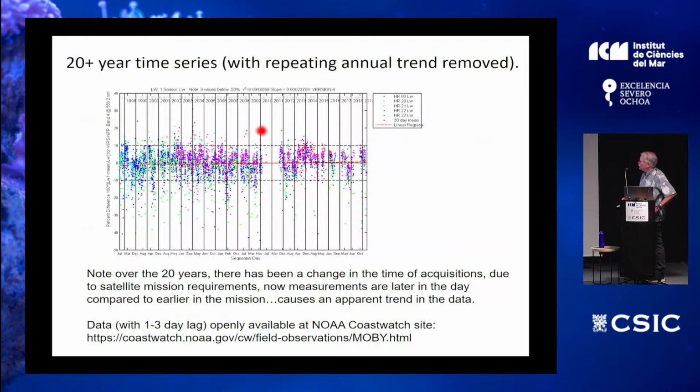Here's close to 20 years of data. Each of the little dots is a measurement of the water leaving radiance over those 20 years. The black line there is basically 0, normalized to the average. The red dotted line there is a linear regression. Over the 20 years, it's been very, very stable. This is -10 and this is +10%. So you can see it's barely moved at this location.